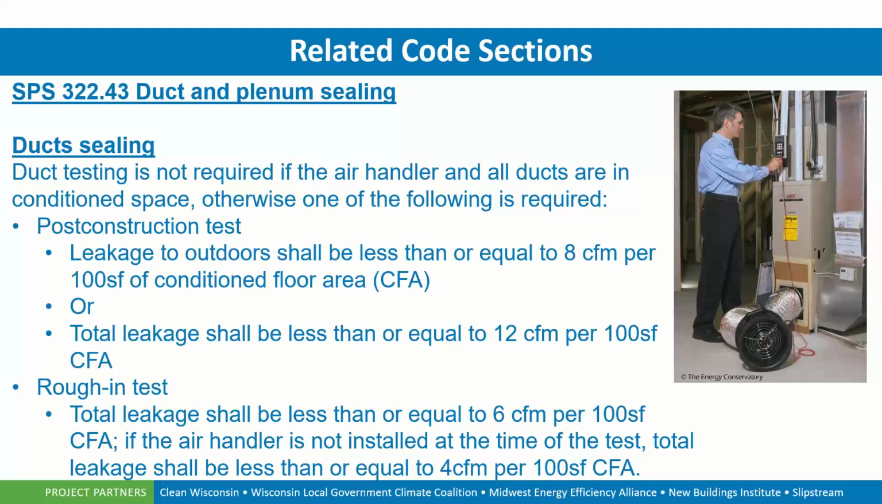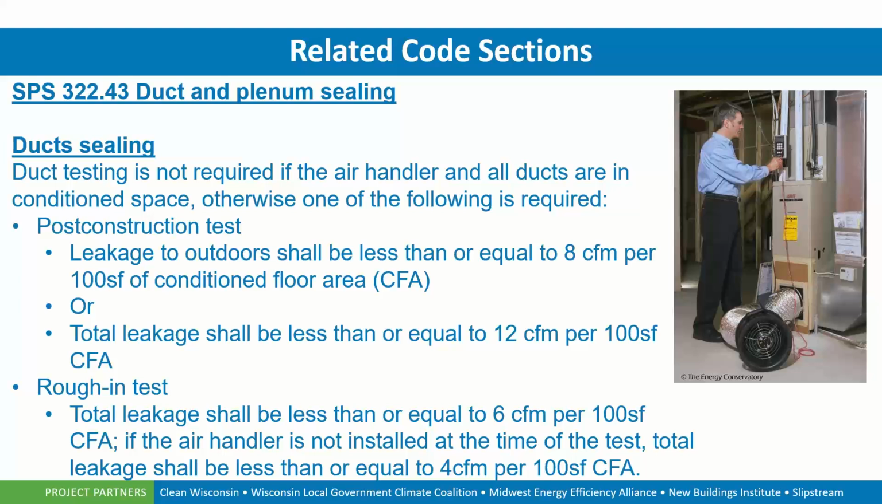And this is a section of 322.43 regarding duct and plenum sealing. Okay, duct testing is not required if the air handler and all ducts are in conditioned space. If something is outside of the conditioned space, then one of the two tests is required. So we have our post-construction test. With that, leakage to outdoors should be no more than 8 CFM per 100 square feet of CFA, or conditioned floor area, or total duct leakage shall be less than or equal to 12 CFM per 100 square feet.